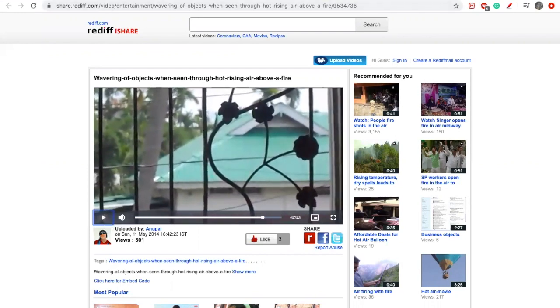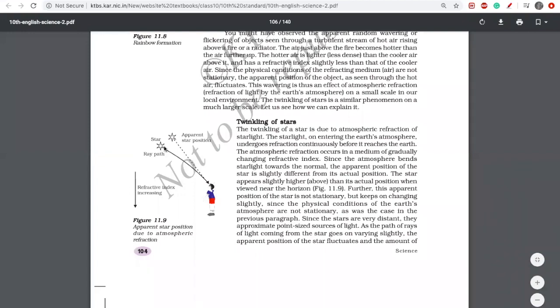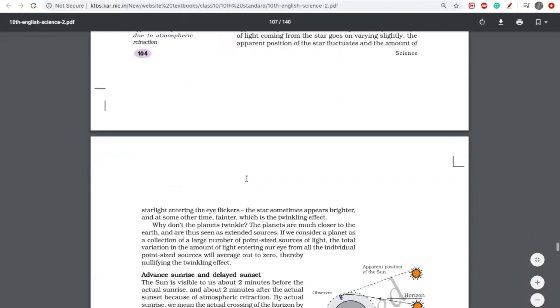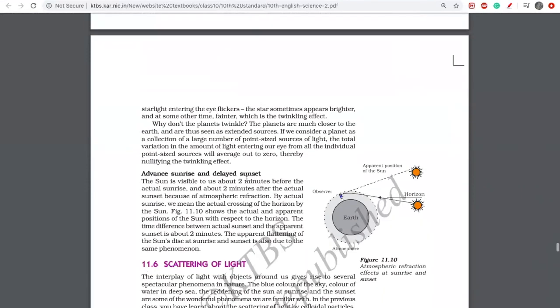So similarly for stars also, because the air in the atmosphere is of different temperatures, they will appear to twinkle. Okay, twinkling of stars is also caused due to atmospheric refraction. Now this advanced sunrise and sunset have also been explained.